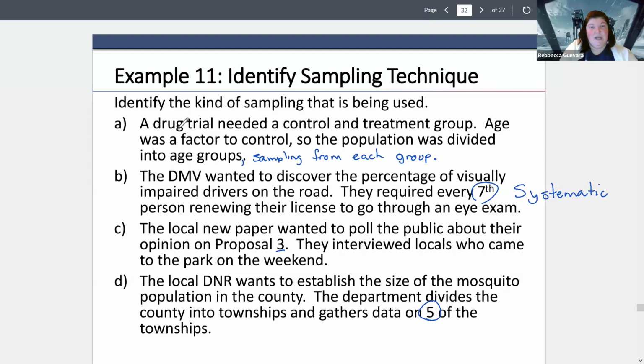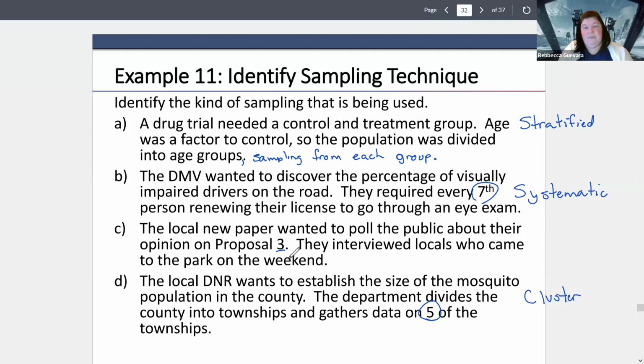So this one is, we split the groups by ages, and then we sampled from each group. Here we broke up the county by townships, and then we only sampled 5 of them. So when you sample from each one of your groups, this one is stratified. Also, we broke everybody up by some sort of identifier about age and things like that, so not location. D, we broke everything up by location, and then we sampled only from some locations. So we took whole townships there.